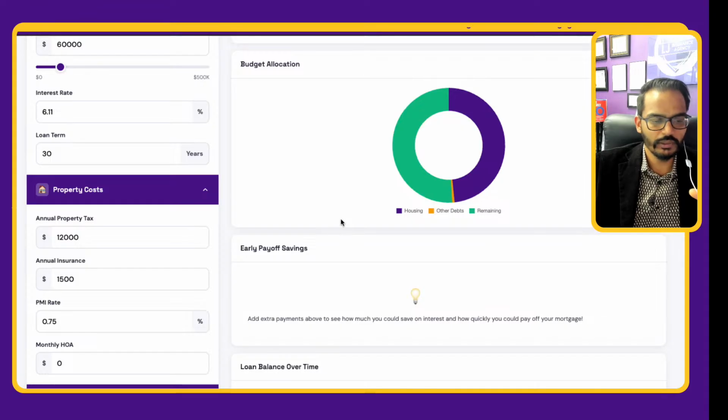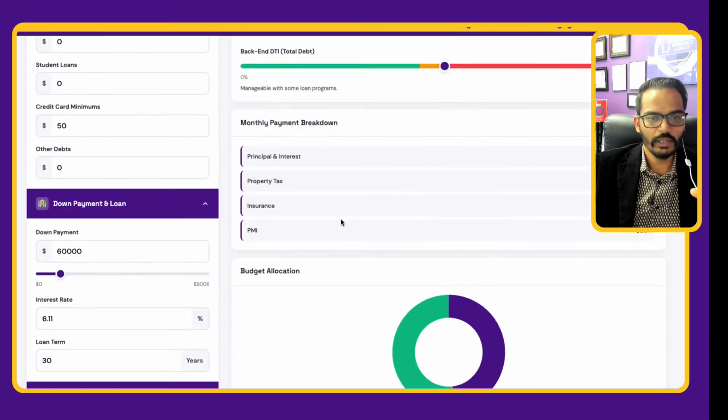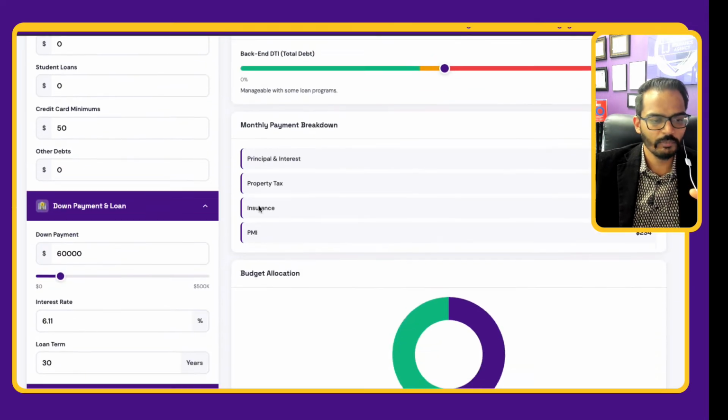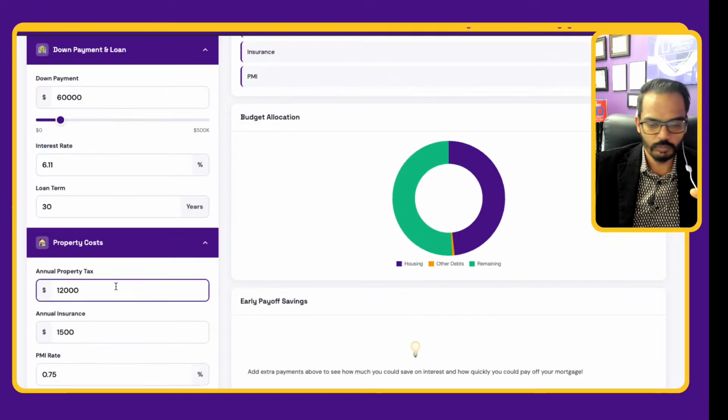Now, let's say we increase that to $12,000. Let's say your client is looking in Nassau County and $12,000 is typical. Now look at the affordability. It drops to $433,000, right? So huge, huge difference when it comes to property taxes.